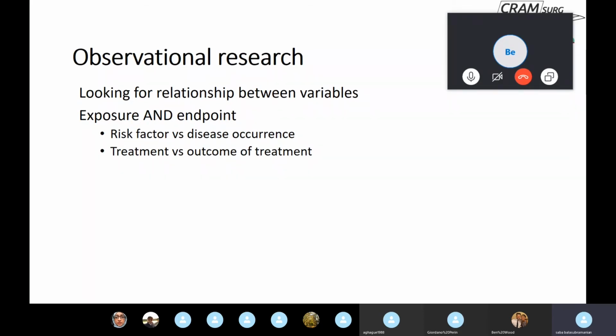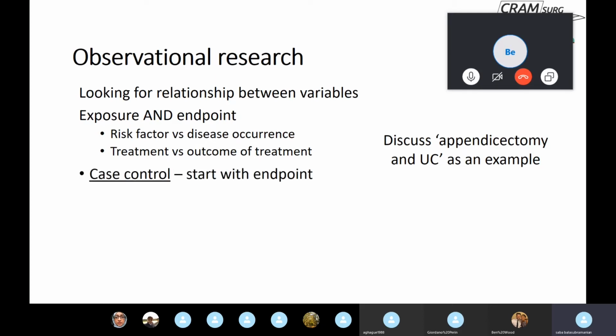when you're looking to critique observational research. Now, again, we'll take appendicectomy and ulcerative colitis, if you like, as an example, while we're discussing the types of observational research.